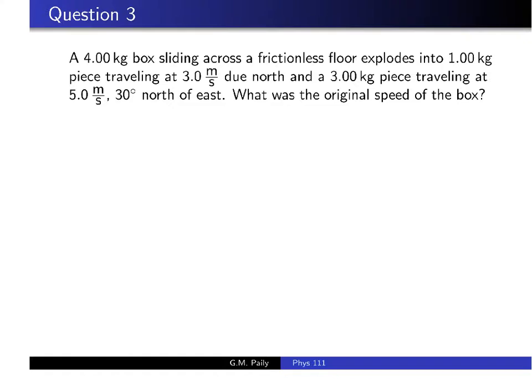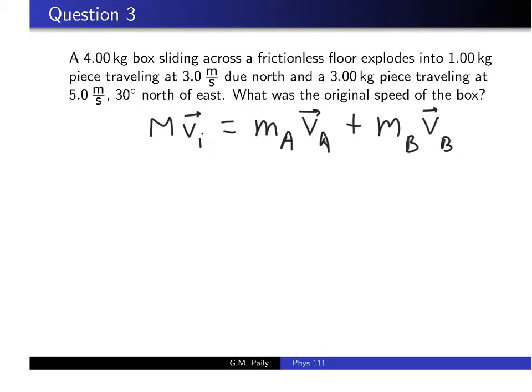The initial situation is a 4 kilogram box sliding across a frictionless floor with some unknown velocity. It then explodes into two pieces, a 1 kilogram piece moving north at 3 meters per second and a 3 kilogram piece moving 30 degrees north of east at 5 meters per second. Let us set up the momentum conservation equation. I will denote the 4 kilogram mass as capital M, the 1 kilogram mass as MA, the 3 kilogram mass as MB.